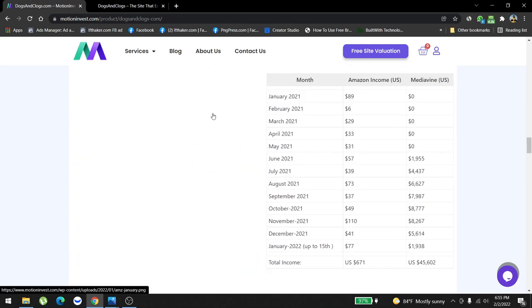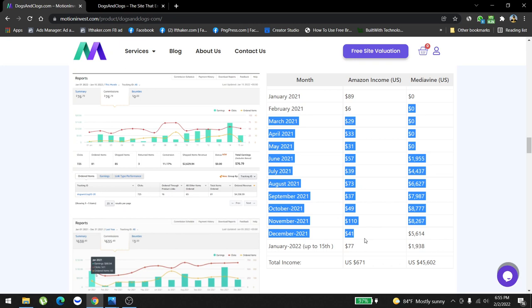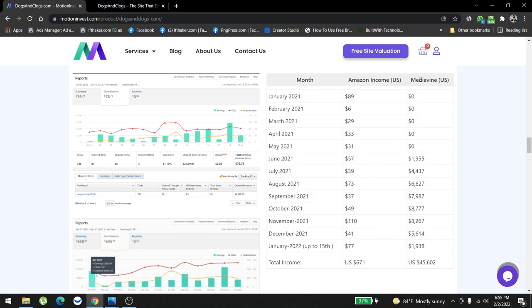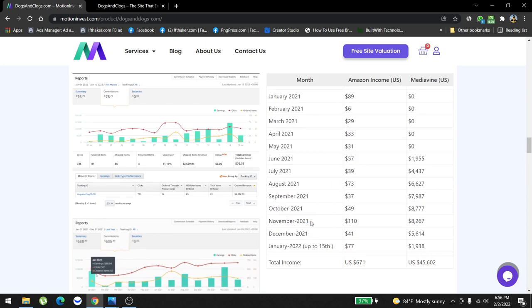Proof of income. From January until September, their Amazon income is quite low, I would say, but Mediavine income is extremely high, 1955, and this is because of the US traffic. Mediavine ads plus all these different advertisers crave traffic from the United States. But the Amazon income is pretty good, I would say. And their best month was November, which is because of the Christmas season. Amazon income was $110, media buying was $8,267.